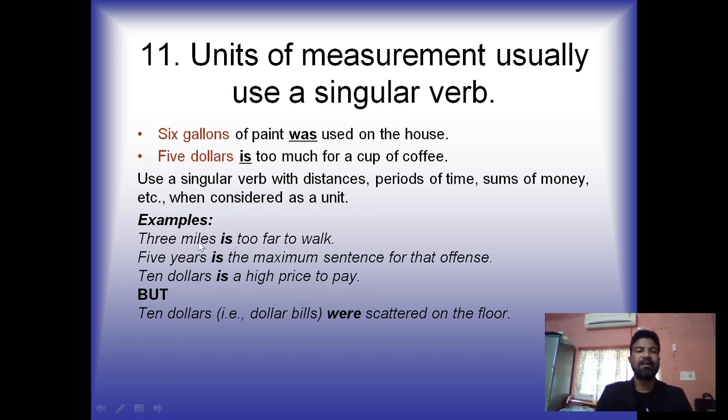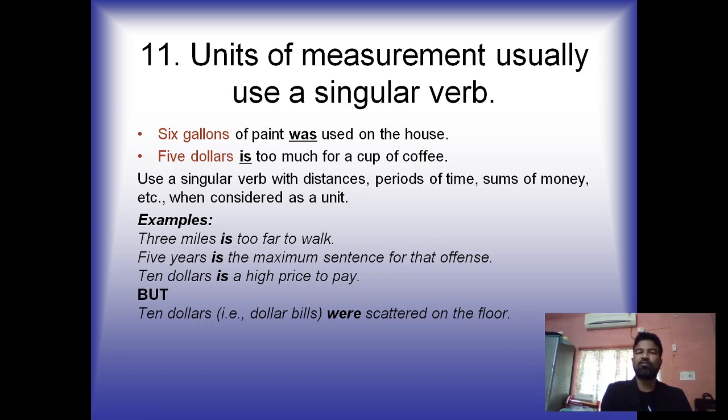So 3 miles. Miles sounds plural; in fact, it is plural, but it is treated as a single unit of measurement. Therefore, use is. 5 years is the maximum sentence for that offense. Sentence means punishment. $10 is a high price to pay. So it is treated as a single unit. But however, there are a few exceptions.